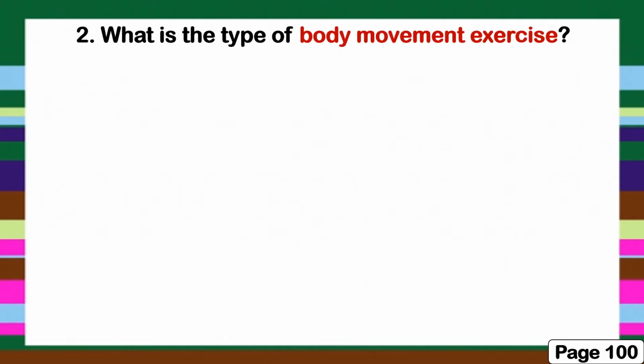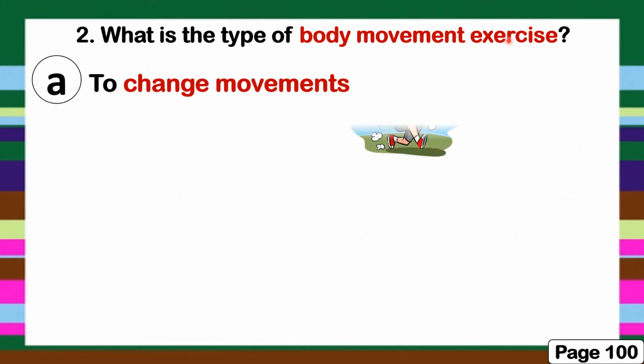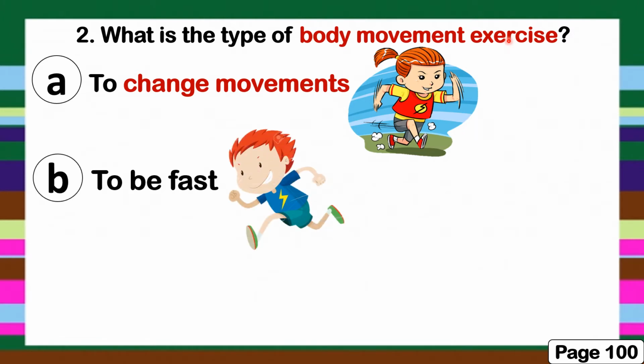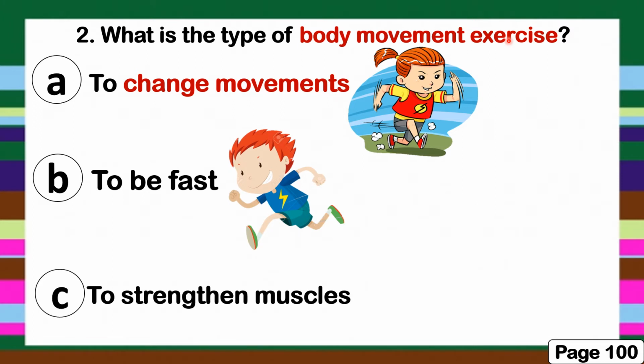Number 2 question is, what is the type of body movement exercise? Letter A, to change your movements. Letter B, to be fast. Or letter C, to strengthen muscles.